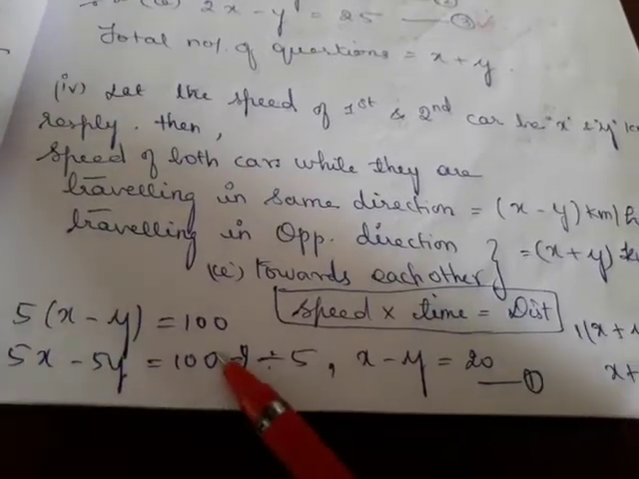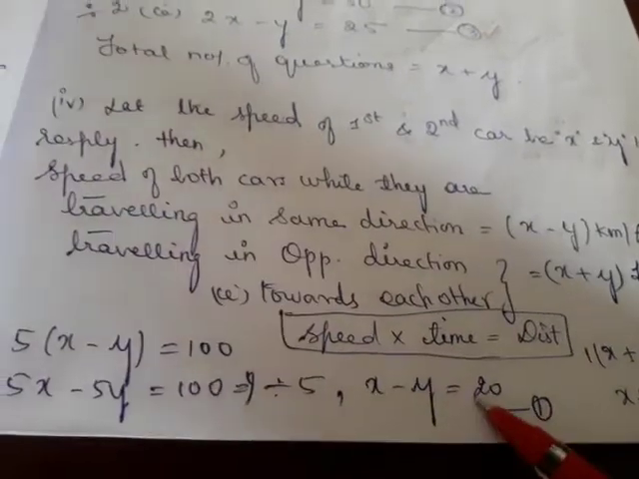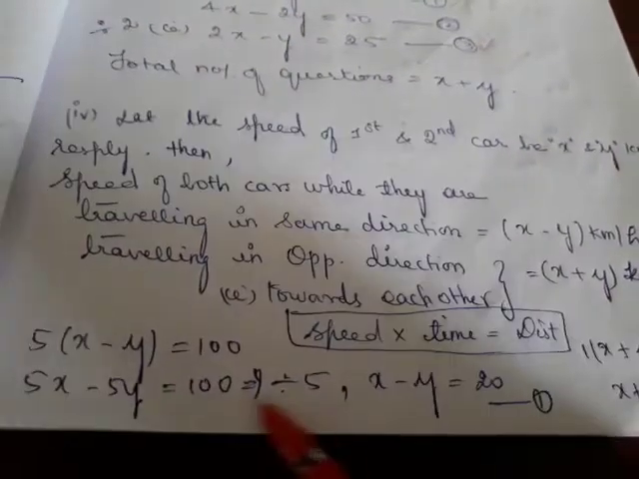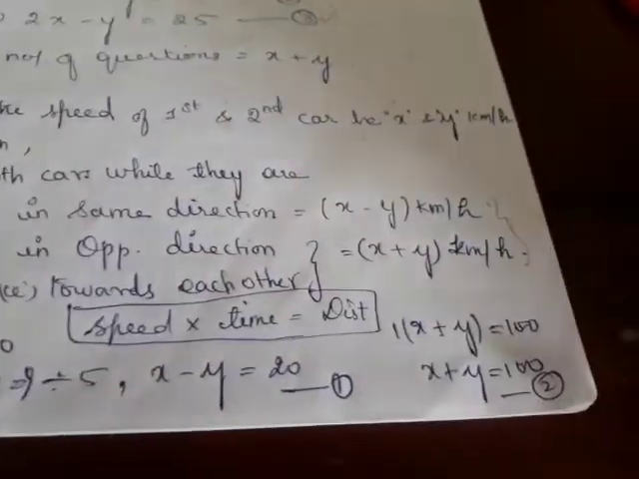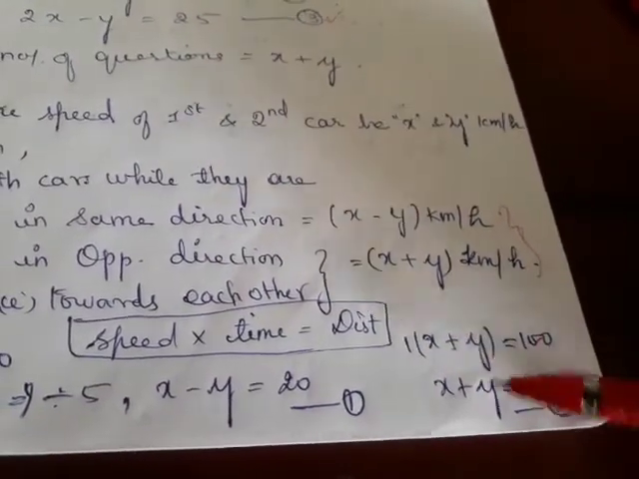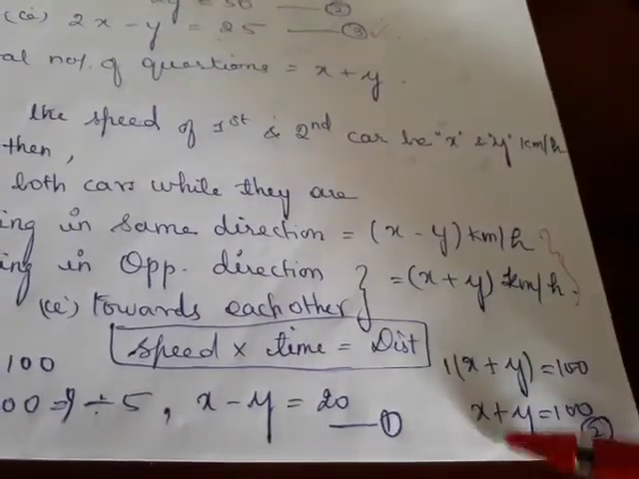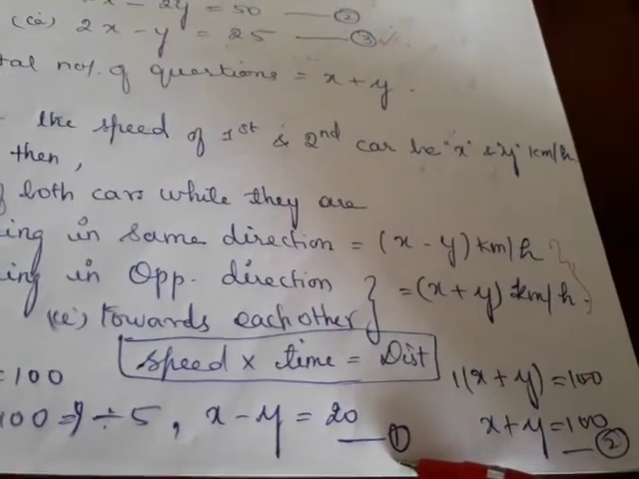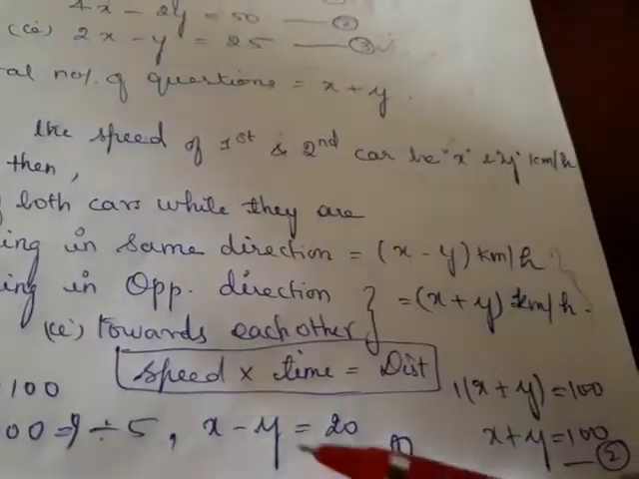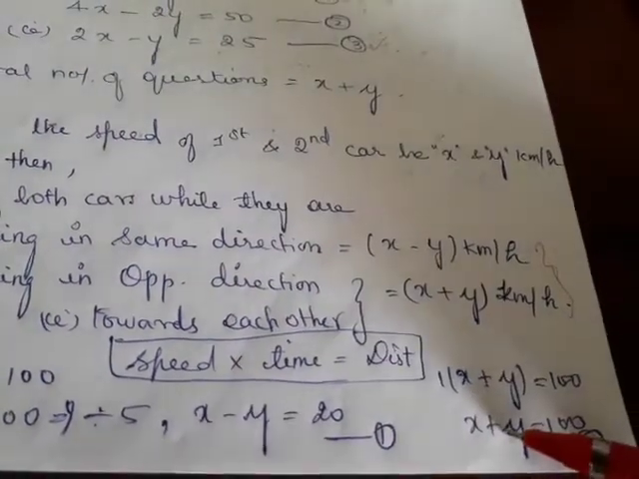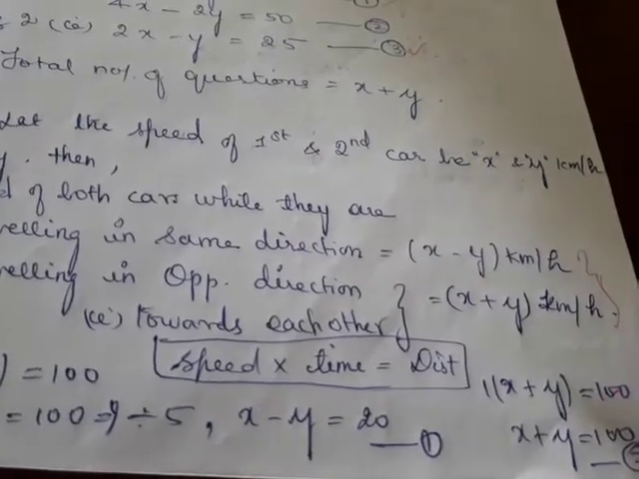5x minus 5y equals 100. If you divide throughout by 5, you will get x minus y equals 20. Again, I have simplified since all the coefficients have a common factor. Similarly here, 1 into (x plus y) is x plus y, which equals 100. So we got two equations, x plus y equals 100 and x minus y equals 20. You can solve this directly by the elimination method, because y here is negative and y here is positive with the same coefficient. So directly you can solve it and get your answer.